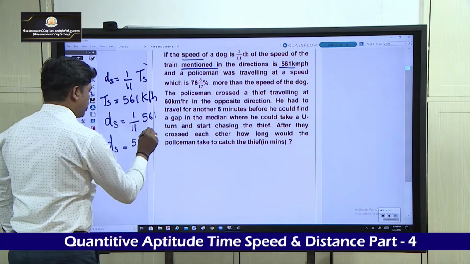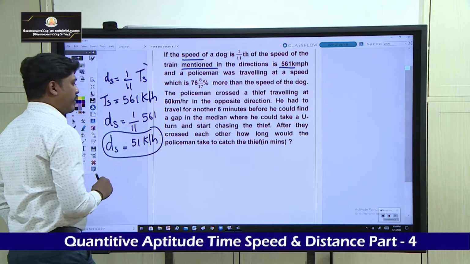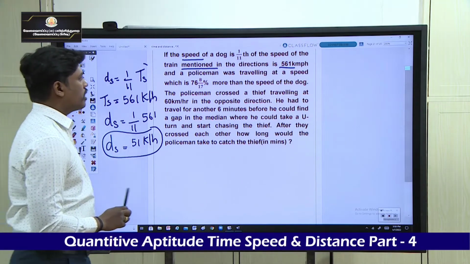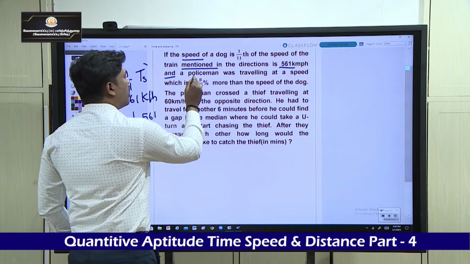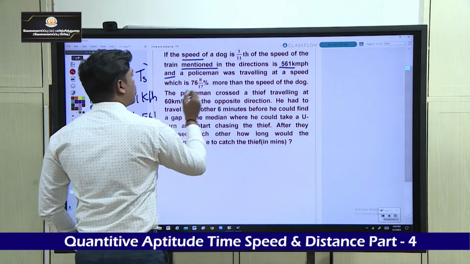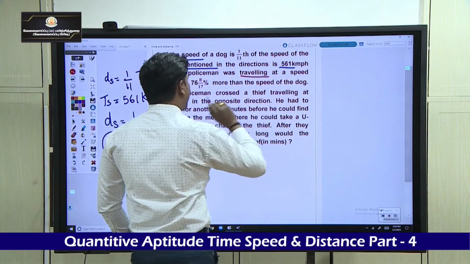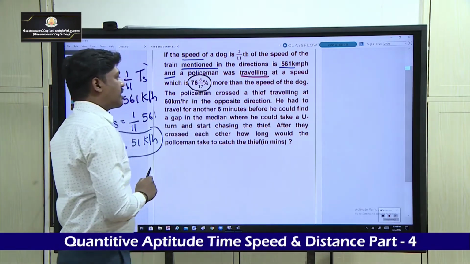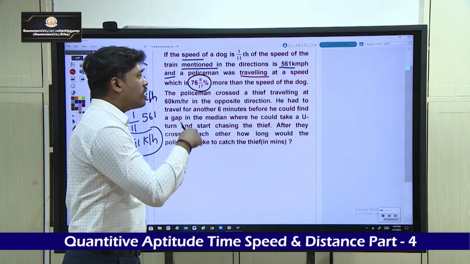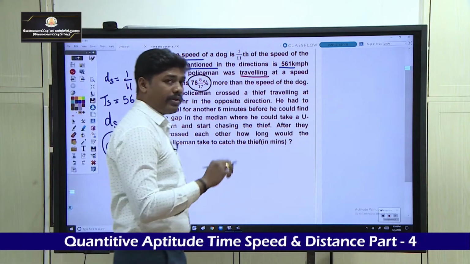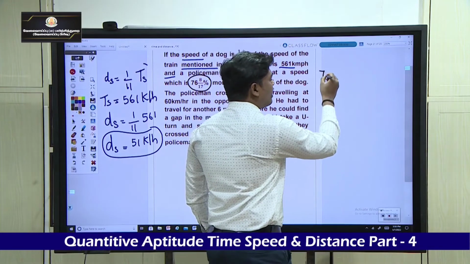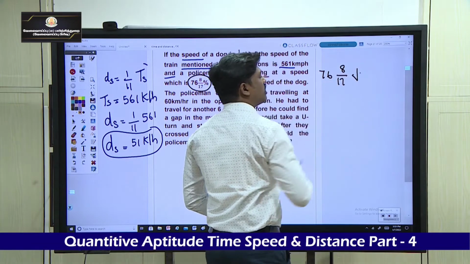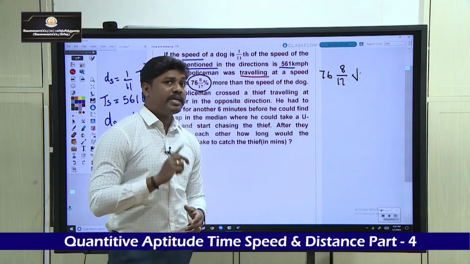The dog speed is 51 km per hour. Okay. Now look at the next point here. And a policeman was travelling at a speed of 76 8/17% more than the speed of the dog. First we have to find out what 76 8/17% is. So how will we convert? We have a mixed fraction.